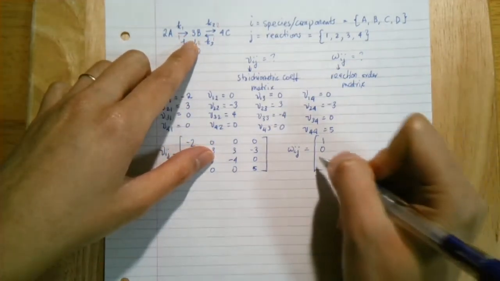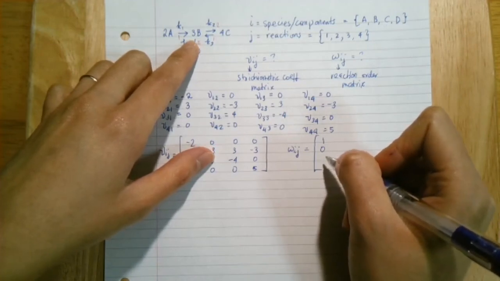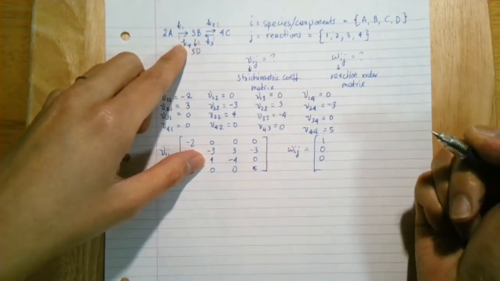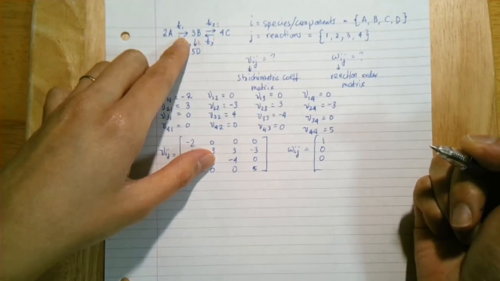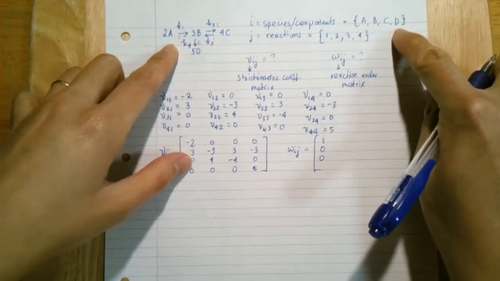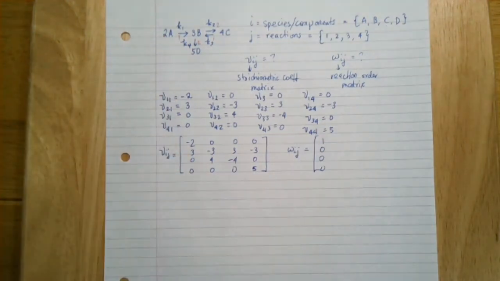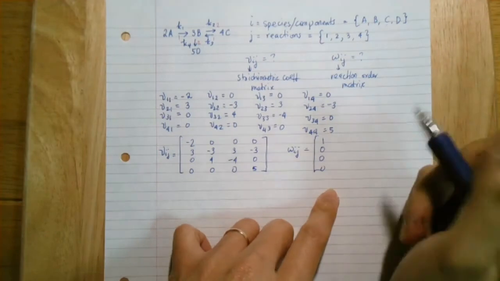Okay, and then the order of reaction 1 with respect to component 3, so that's C, is 0. And the order of reaction 1 with respect to component 4, which is D, is also 0. So that's the first column of our reaction order matrix. Okay, let's work on the next column.